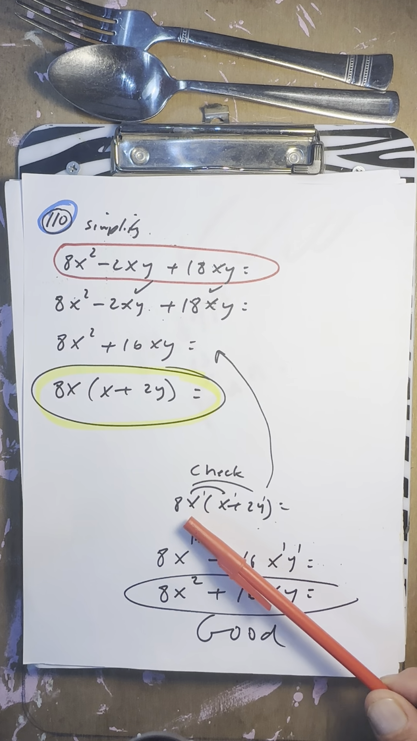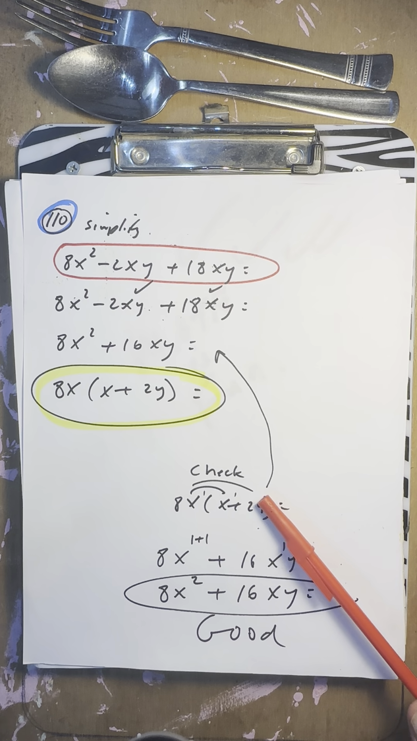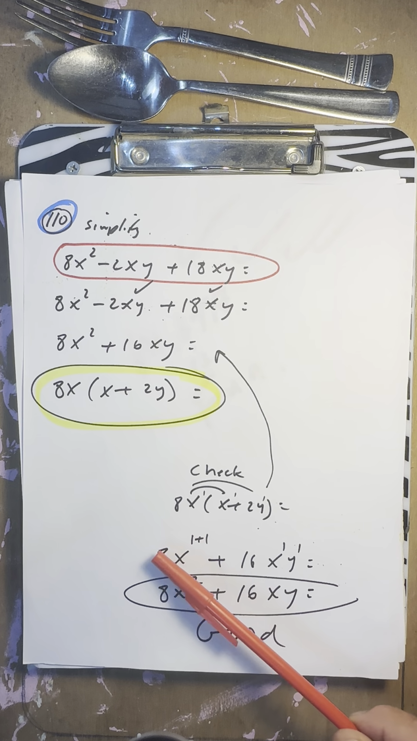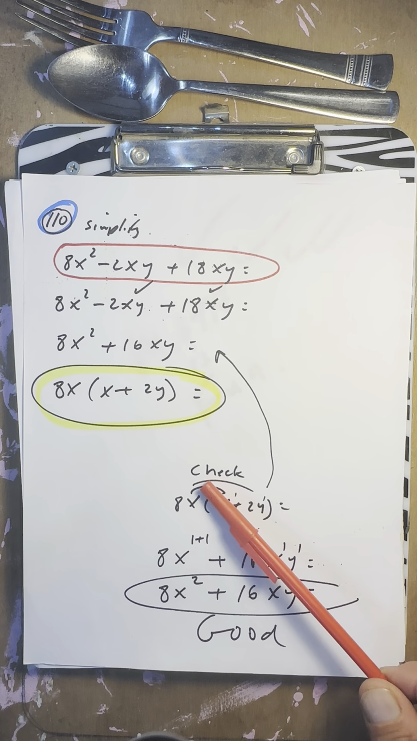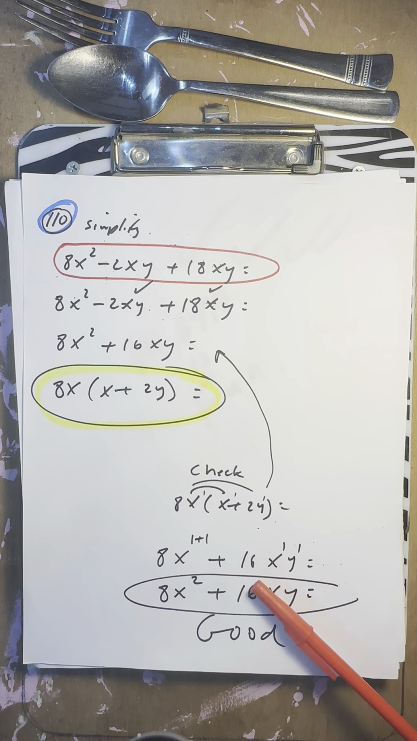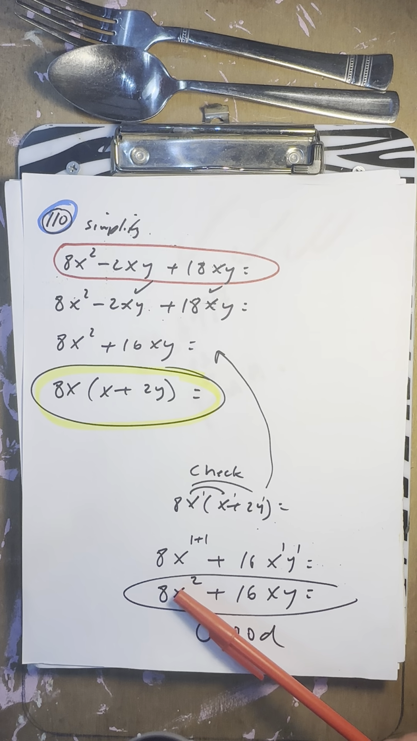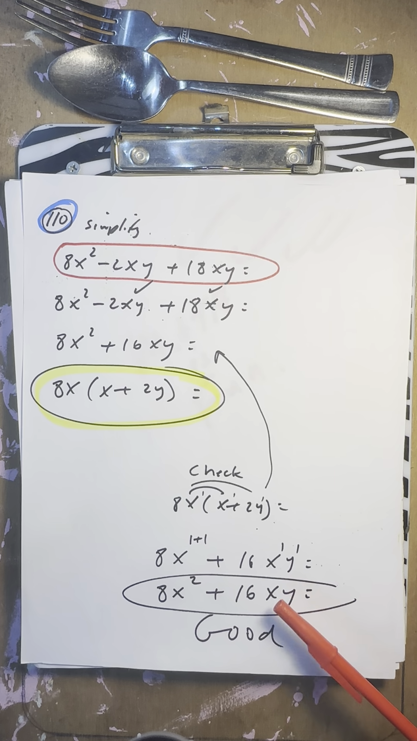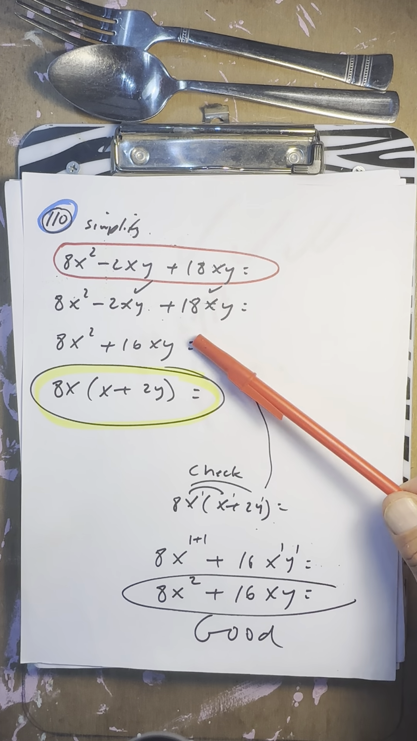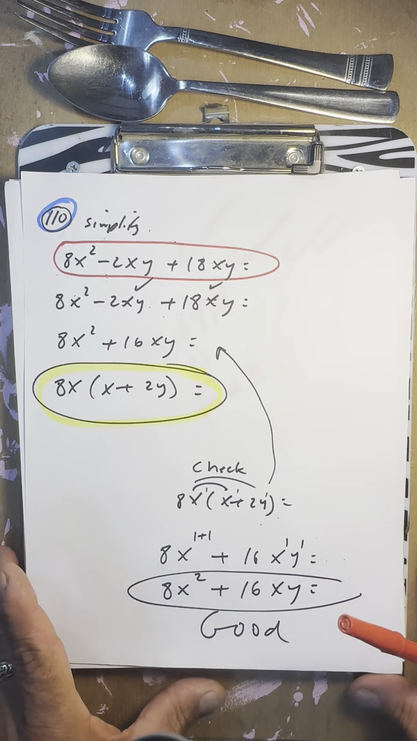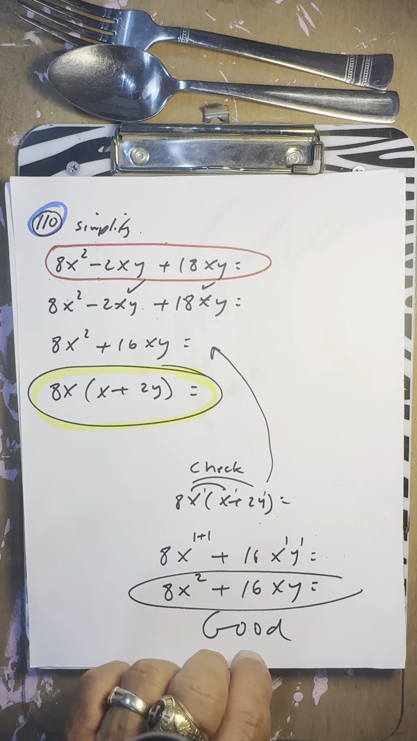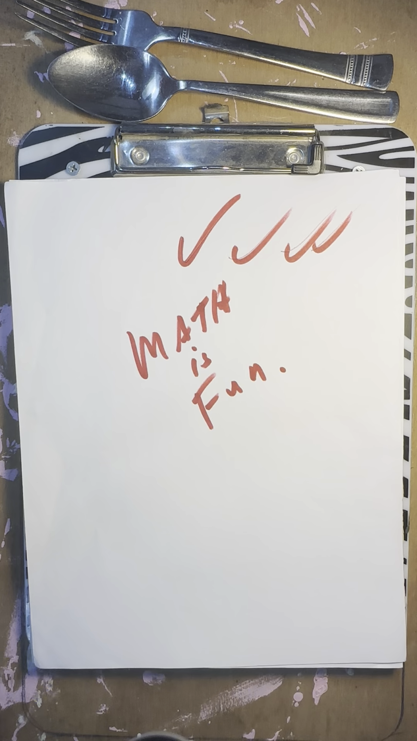Check it. So 8x to the 1, x to the 1, y to the 1. That's going to be 8, x to the 1 plus 1 power, and this would be 16, x to the 1, y to the 1. So this is going to be 8x to the second power plus 16xy. Does that match the one right here? Yep, it does. It matches. So that's the right answer. Okay, that's number 110.